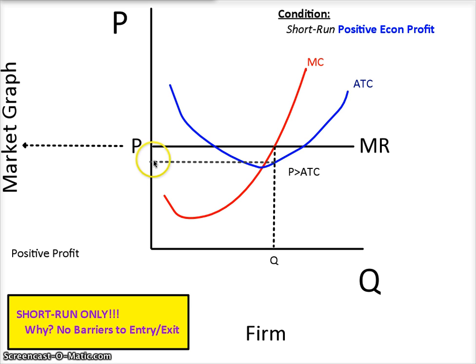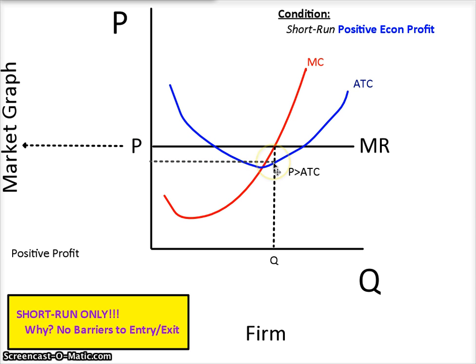Now, many students have been tempted to have this dotted line at the lowest point of ATC. See that right there? No, wrong, bad, don't do that. You want to find where the profit max hits the ATC, which is right there. Not down here. Oops. Not down here, it's right there. So be very, very careful.